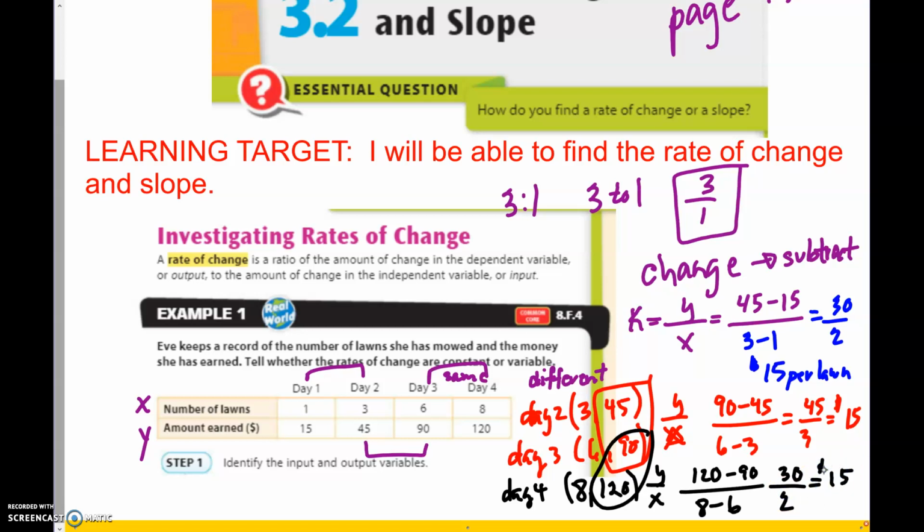So between every interval, every change came out to be 15, 15, and 15. So is that a constant rate of change or variable? Well, it's the same. So it is a constant rate of change.